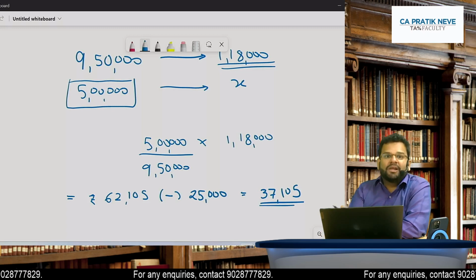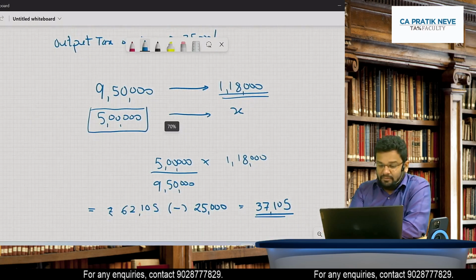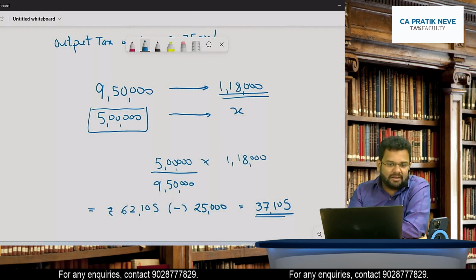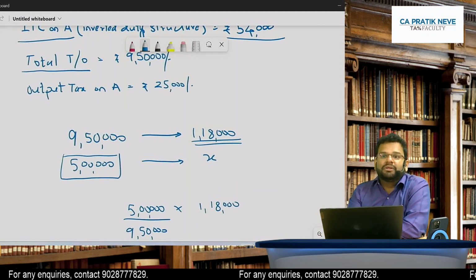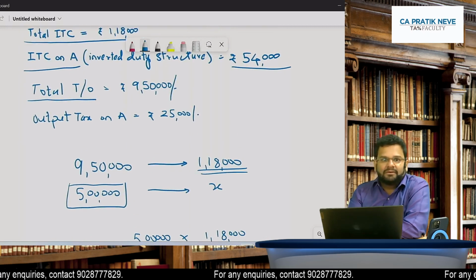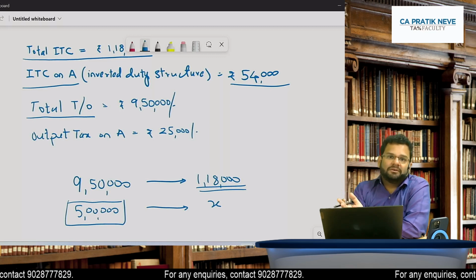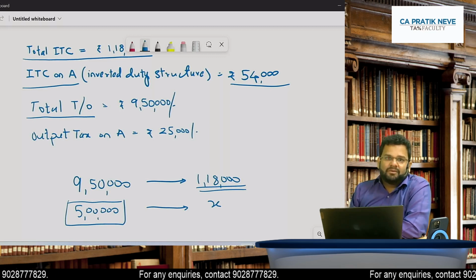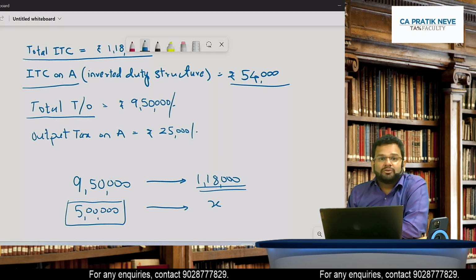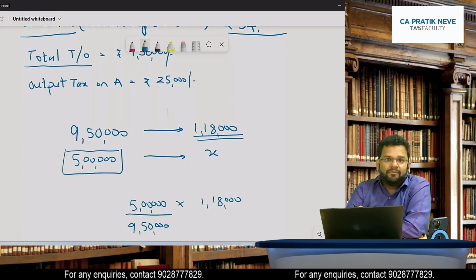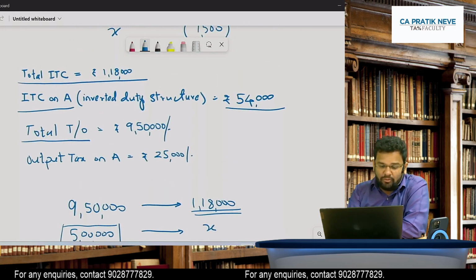So what is the formula? No rocket science. Many people think tax is rocket science. It's not rocket science. Everything is on the unitary method. Highest mathematics required is unitary method. For 10 chocolates, 20 rupees. So for 2 chocolates, how many rupees? It's on that.